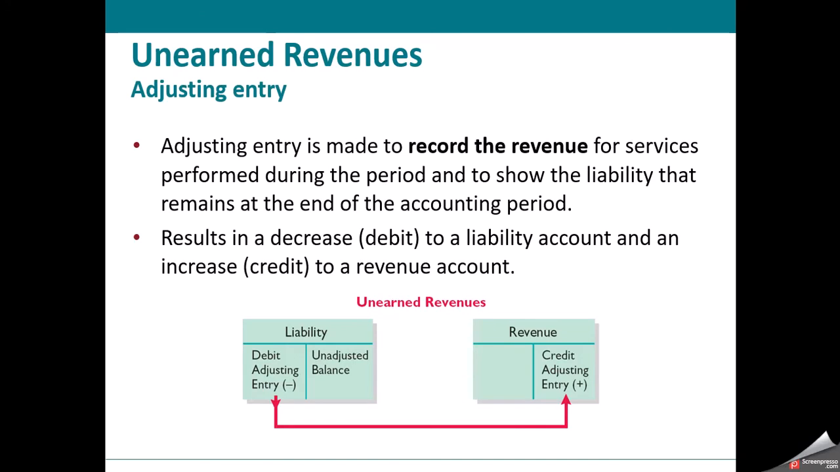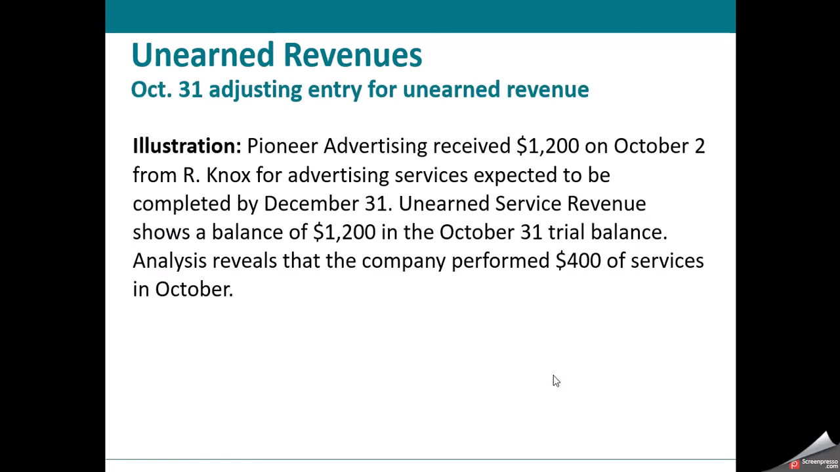So we have to do an adjusting entry to recognize that revenue. When we actually get to perform that service and earn that revenue, the unearned revenue is currently in a liability. We're going to debit it to reduce the liability and then credit the revenue to actually recognize that the revenue has been earned.